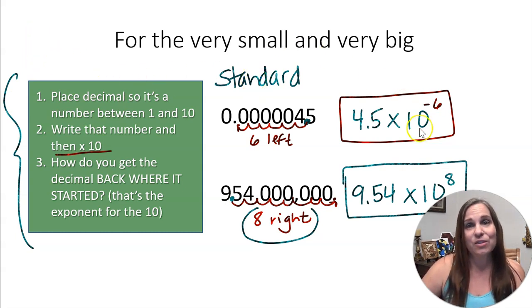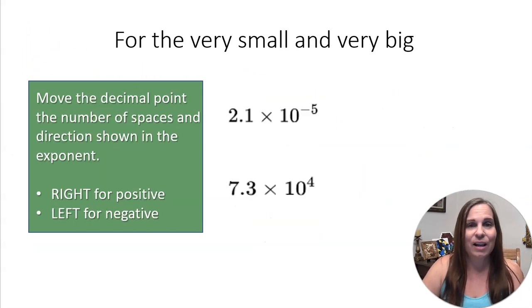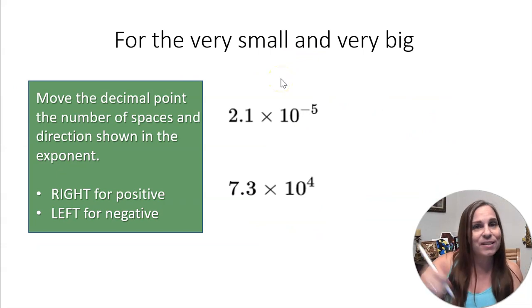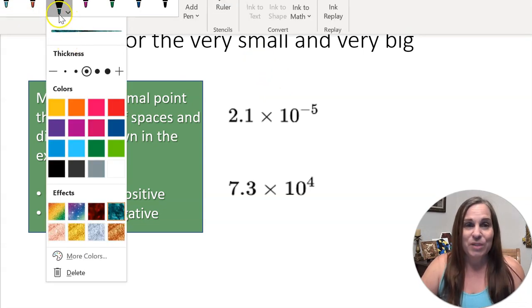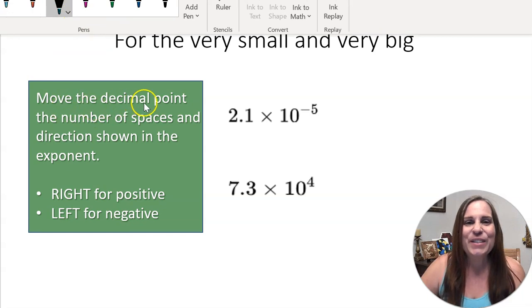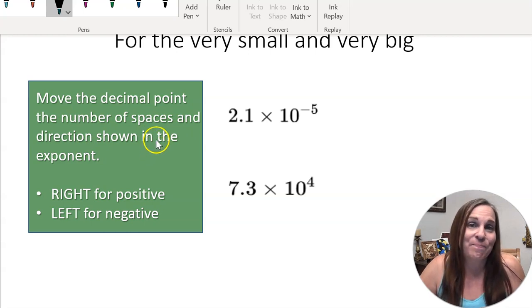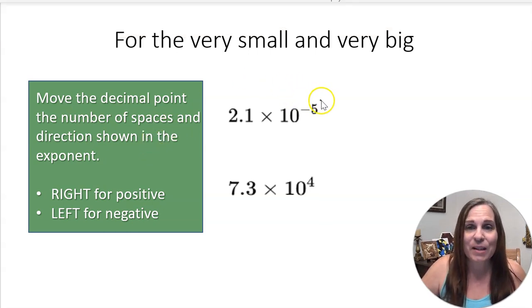Okay, so now let's go the other direction. We went from standard to scientific notation. Now let's go from scientific notation back to standard. This direction is a little bit easier. So step number 1, move the decimal point the number of spaces. Oh, actually, there's only one step. Move the decimal point the number of spaces and direction shown in the exponent. So just like we saw last time, if it's -5, that means 5 to the left.